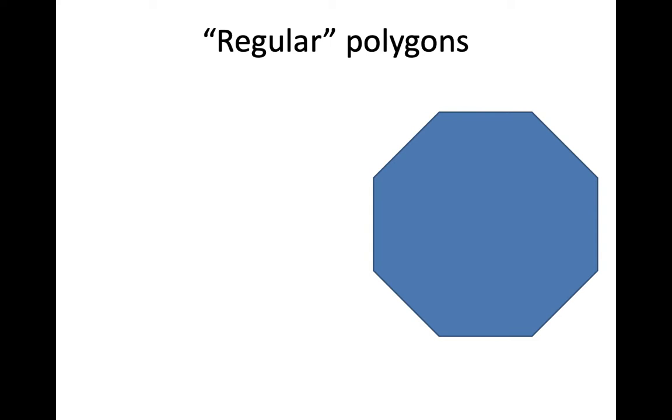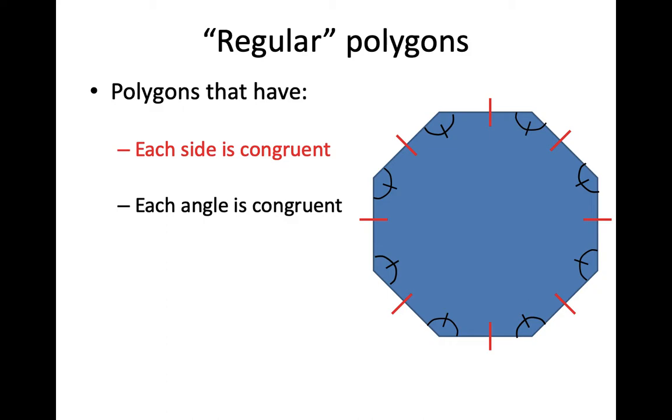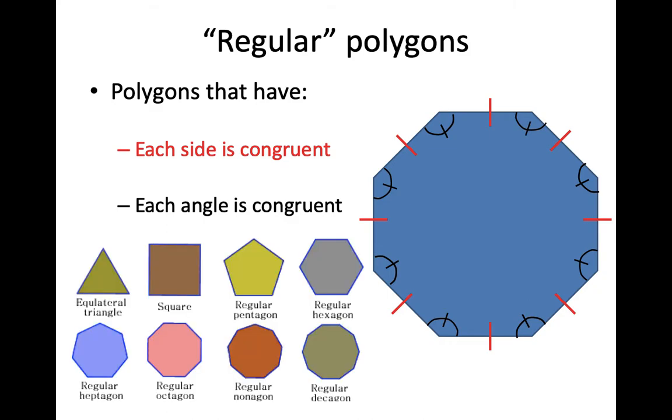Okay. A regular polygon. A polygon is regular if two things are the case. First, each side is congruent. So each of these sides is congruent to each other. And secondly, each of the angles is congruent. So all of these various angles are congruent to each other. And here are some examples of regular polygons. Equilateral triangle and square have special names. After that, it's just called regular whatever, regular pentagon, regular hexagon, and so forth.